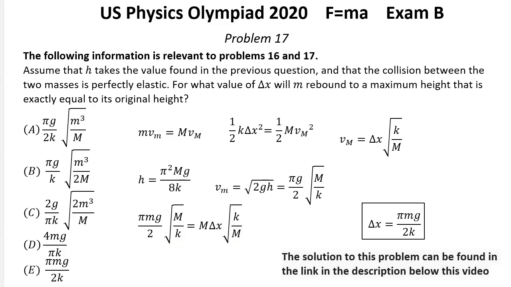That will be pi small m g over 2k, which is answer E, and that was the solution for problem number 17.